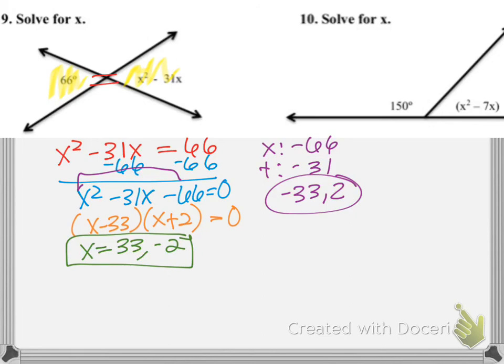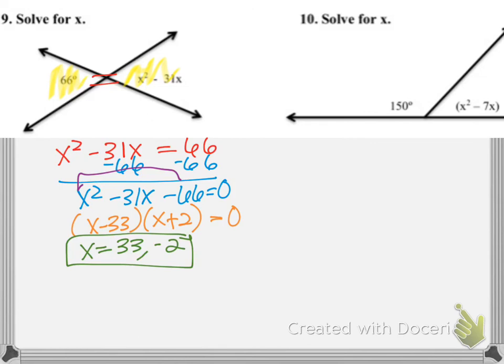So hopefully with those examples, that's enough to kind of get you started on factoring. Of course, this is Algebra 1, so you should know how to do this, but I know we all don't. I just want to go across to number 10. I'm not going to work this one with you, but I just want to get you started on it.